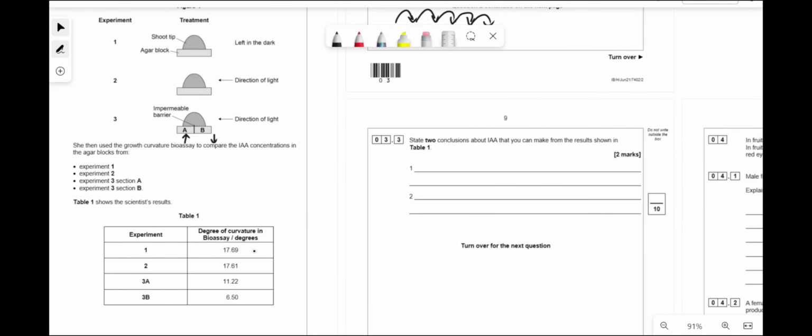Obviously, the first conclusion we can draw is that light does not have an effect on IAA production. So we figured that part out. Now we need to think about the direction of light and the barrier element here. So 3A's got loads of IAA, 3B's got very little IAA. So it looks like IAA moves away from light in this case.